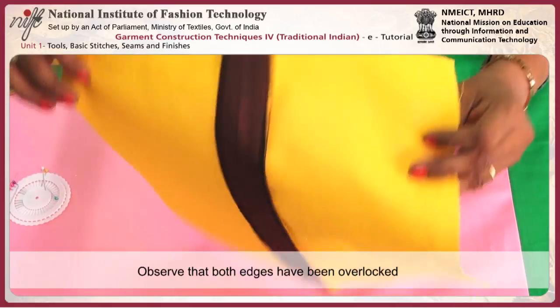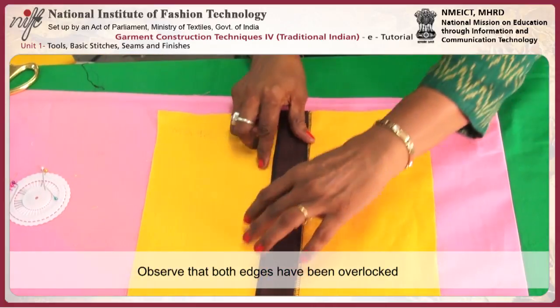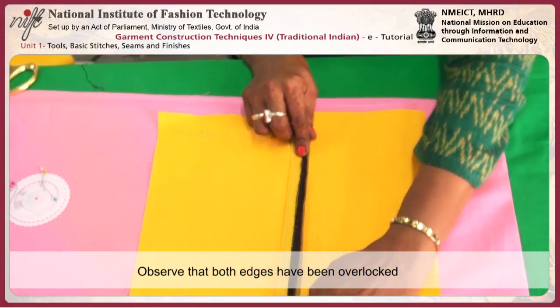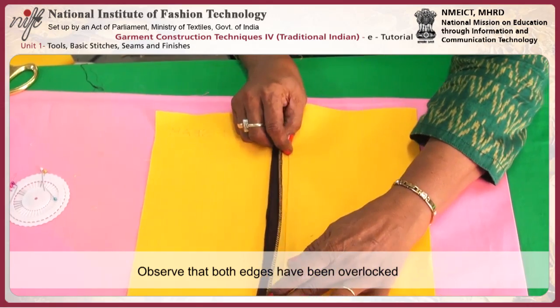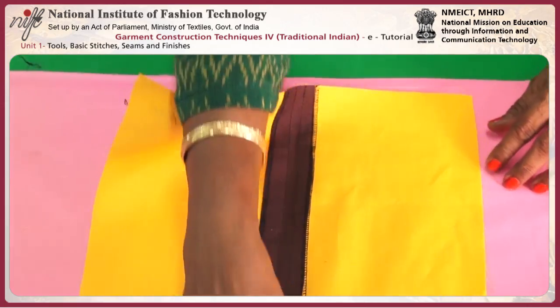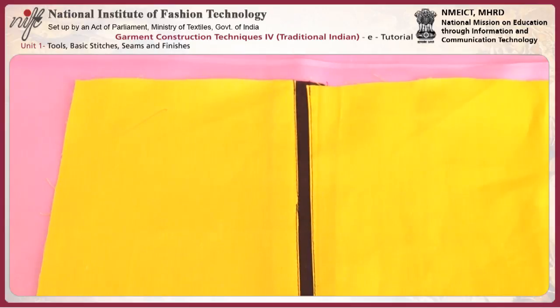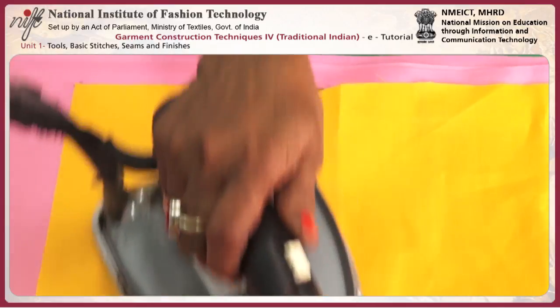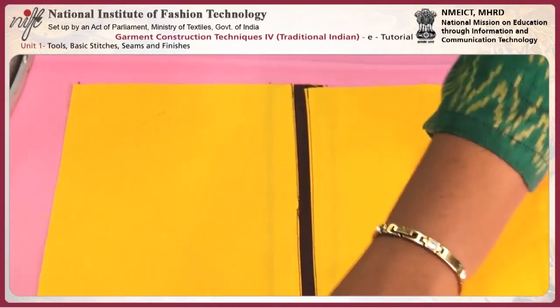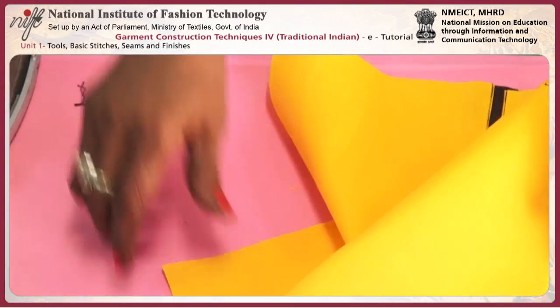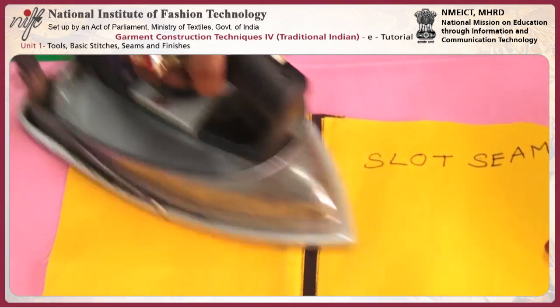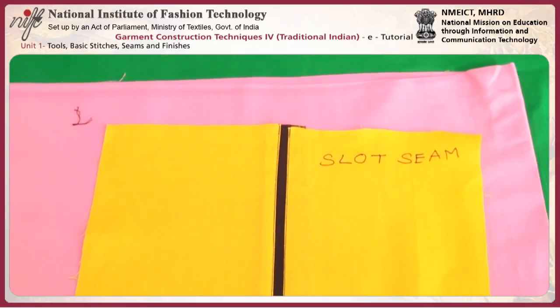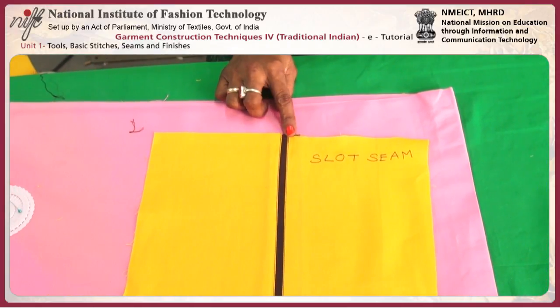I need to make it again. Now you can see that both the edges have been overlocked, and this is the seam. Slot seam. We may reduce the width also.